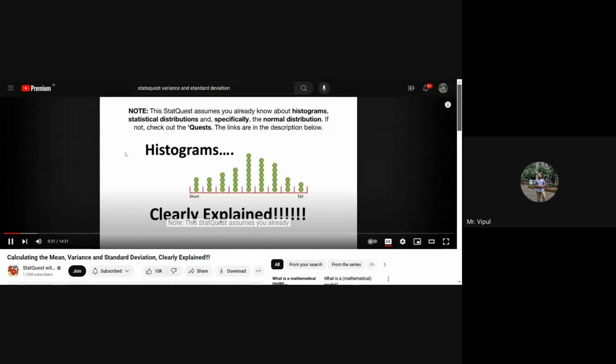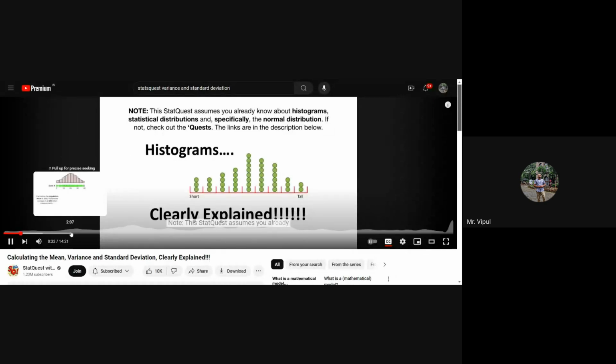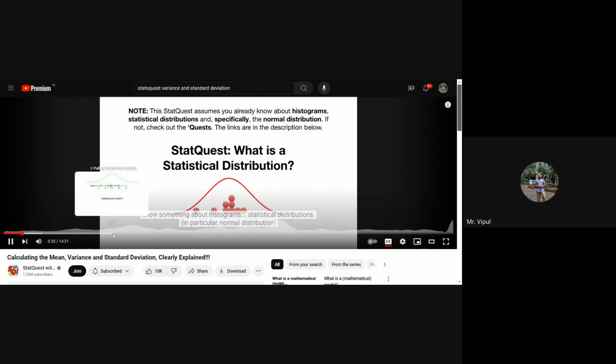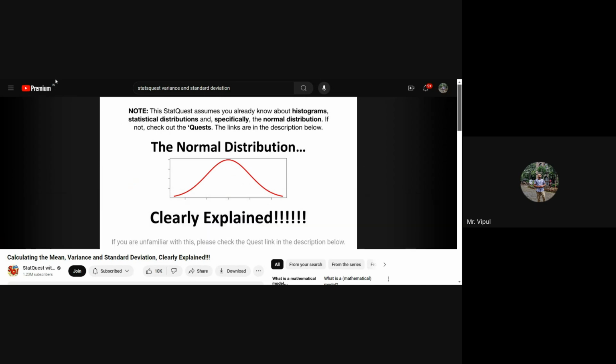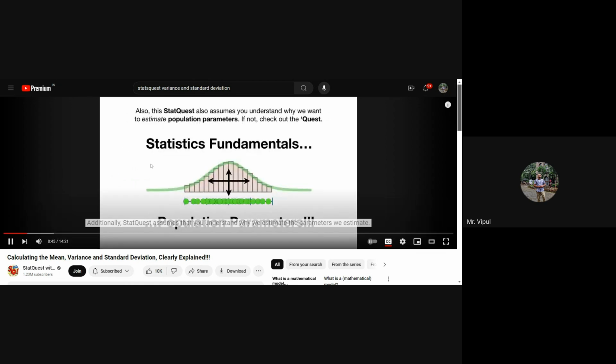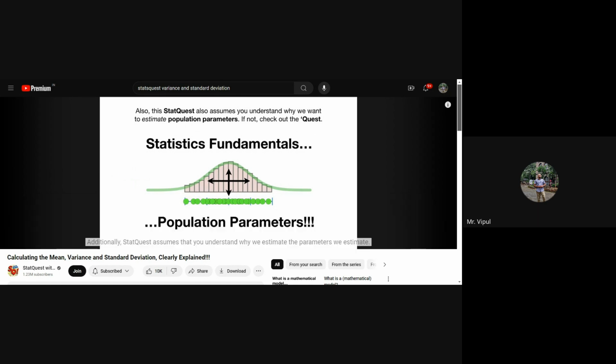Note: this StatQuest assumes you already know about histograms, statistical distributions, and, specifically, the normal distribution. If not, check out the quests. The links are in the description below. Also, this StatQuest assumes you already understand why we want to estimate population parameters. If not, check out the quest.